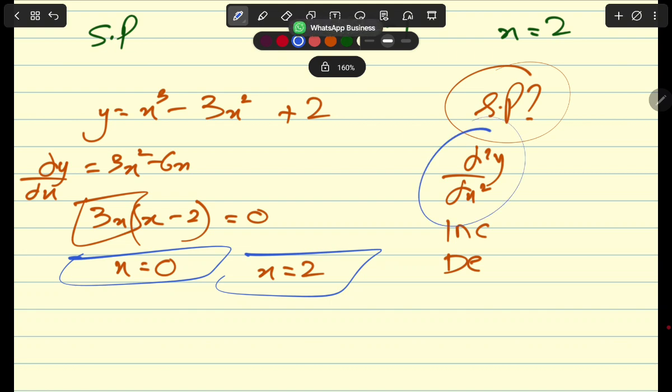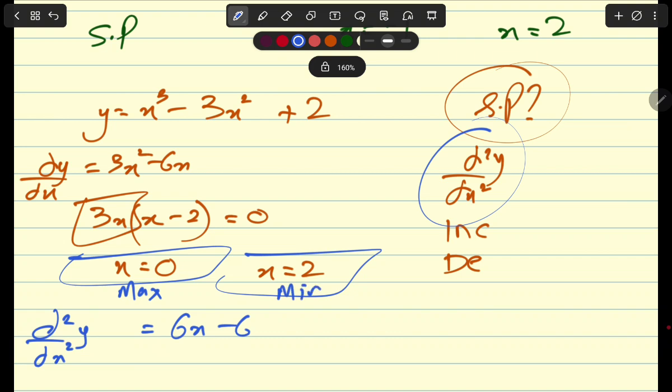Now let's find d squared y upon dx squared. So d squared y upon dx squared is going to be equal to 6x minus 6. Now if I put x equals 0, this is negative, so this is a maximum, and when I put x equals 2, this is positive, so this is a minimum.